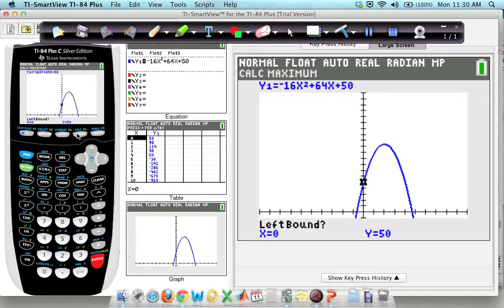And it's the same thing as before. I need to be just to the left of my vertex. Hit enter. And then go just to the right somewhere. Hit enter. And now you've given your calculator a range of values and you're saying tell me the maximum point within that range. So hit enter. And it tells you that it is 1.9999, which is going to round to 2, and 114.